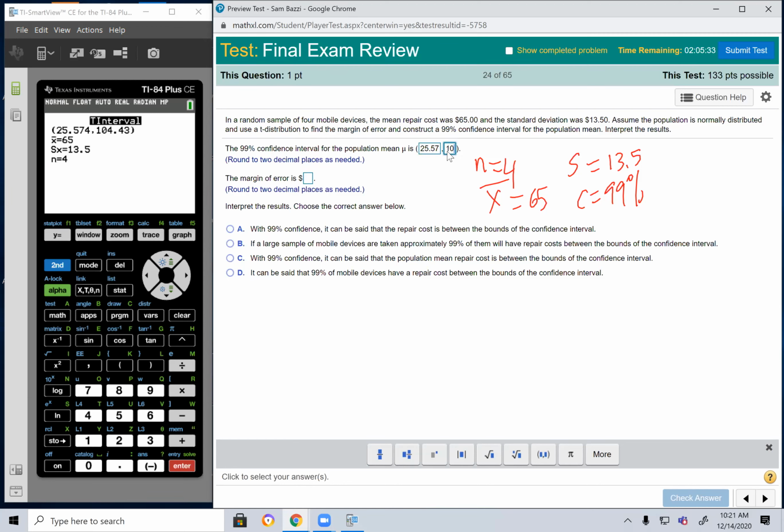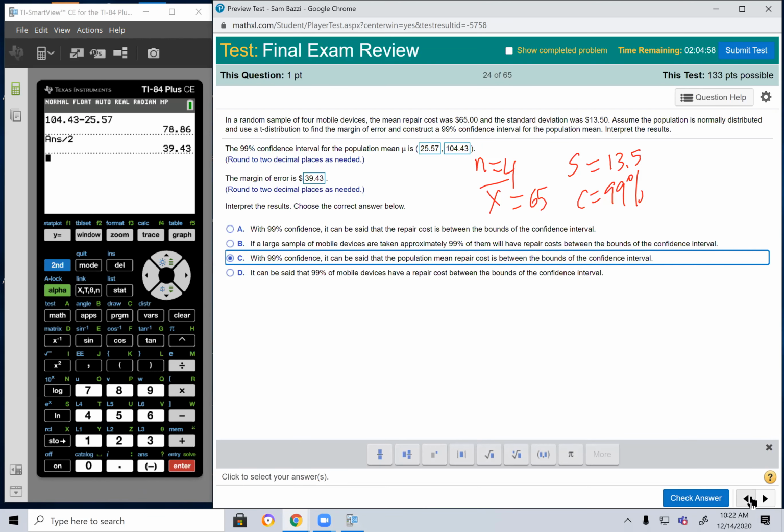and 104.43. Margin of error, guys, you just subtract 104.43 minus 25.57, get the answer first, and then divide by 2. That gives 39.43. Interpret the result. Okay, with 99% confidence, it can be said that the population mean repair cost is between the bounds of the interval.